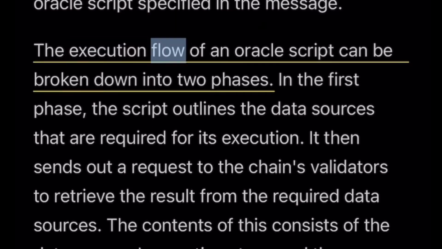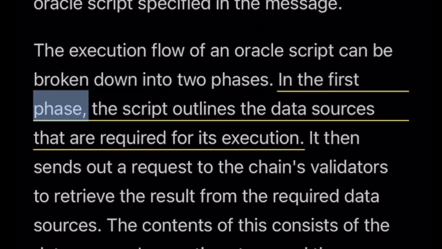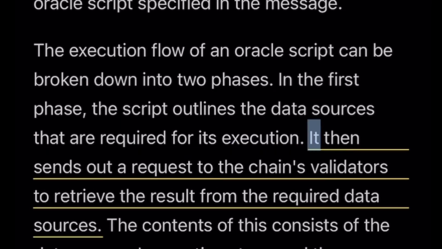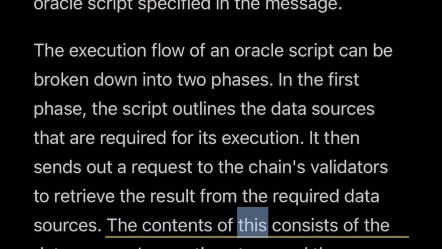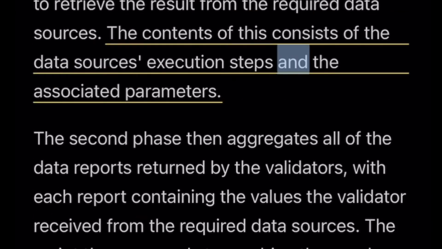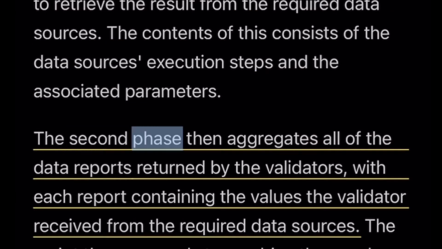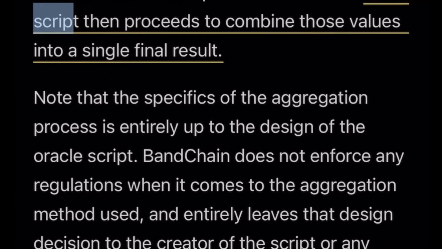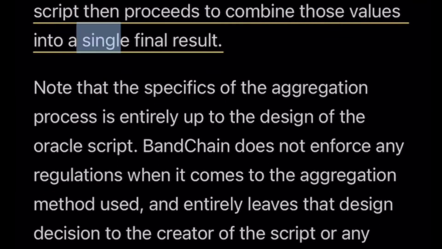The execution flow of an Oracle script can be broken down into two phases. In the first phase, the script outlines the data sources that are required for its execution. It then sends out a request to the chain's validators to retrieve the result from the required data sources. The contents of this consist of the data source's execution steps and the associated parameters. The second phase then aggregates all of the data reports returned by the validators, with each report containing the values the validator received from the required data sources. The script then proceeds to combine those values into a single final result.